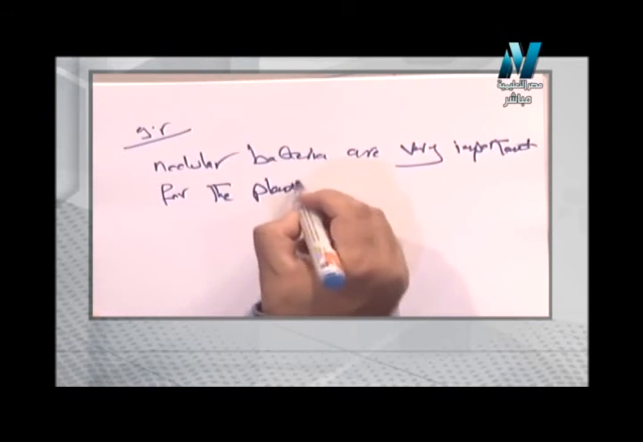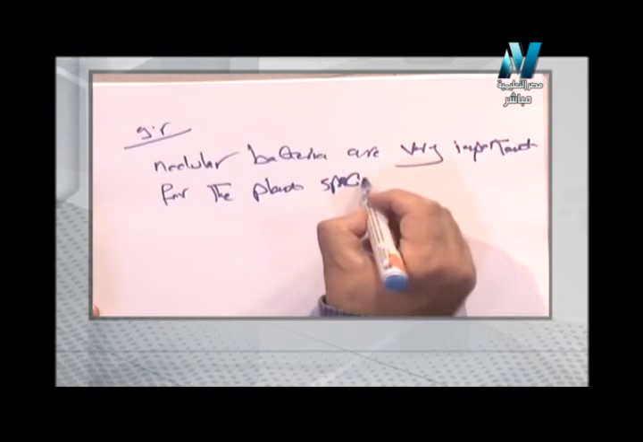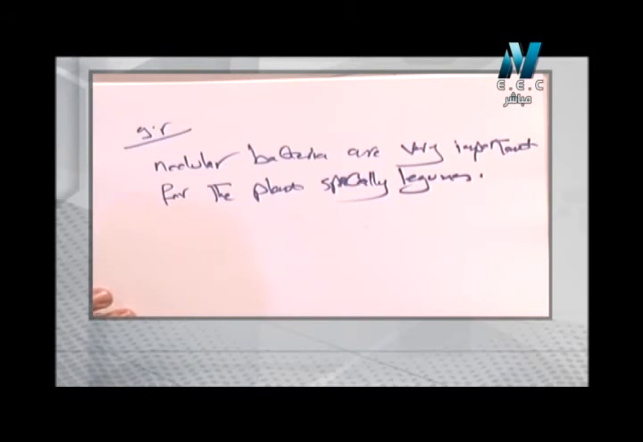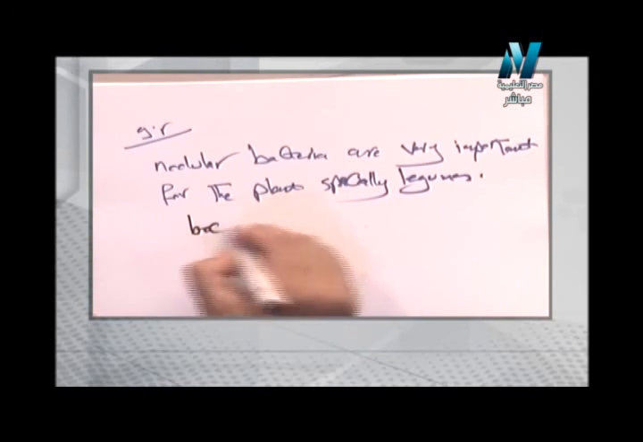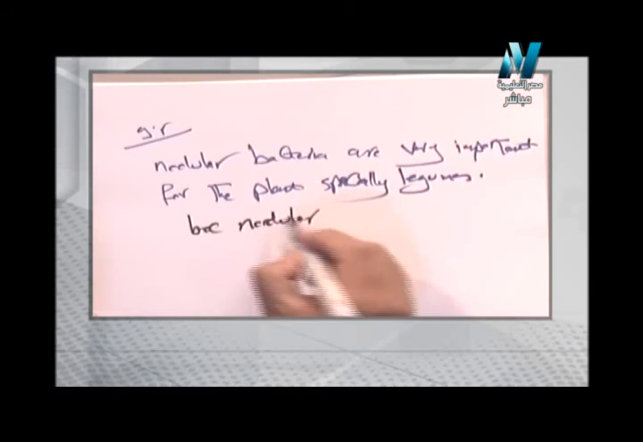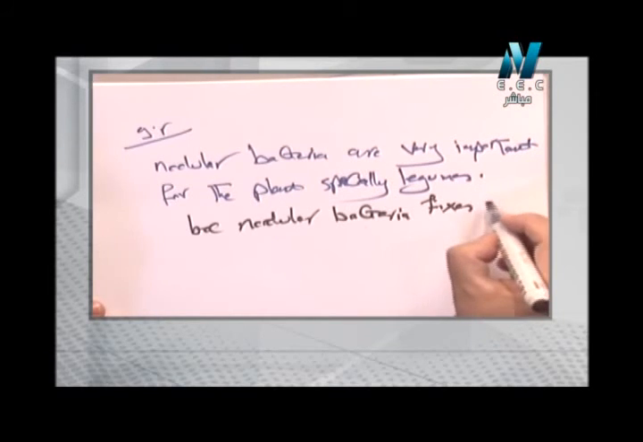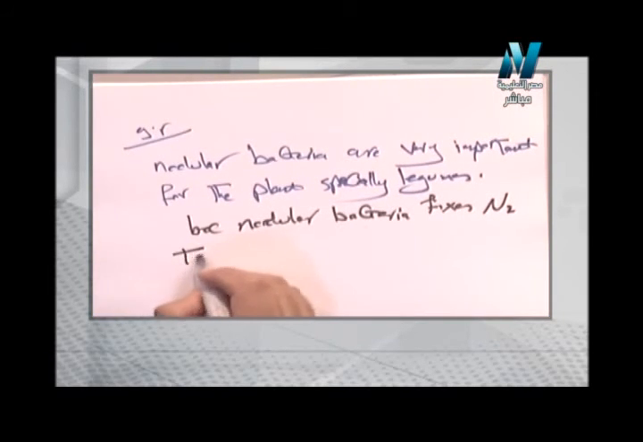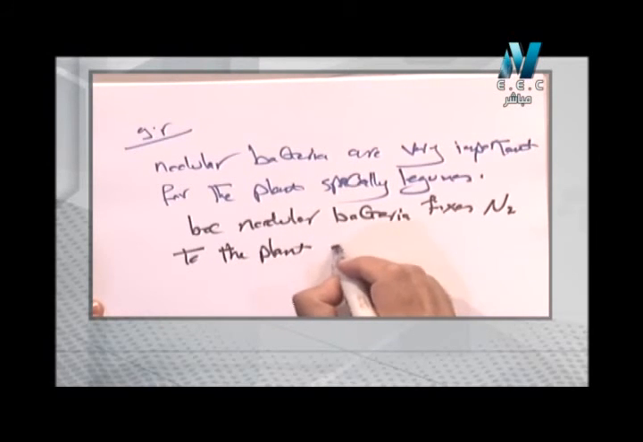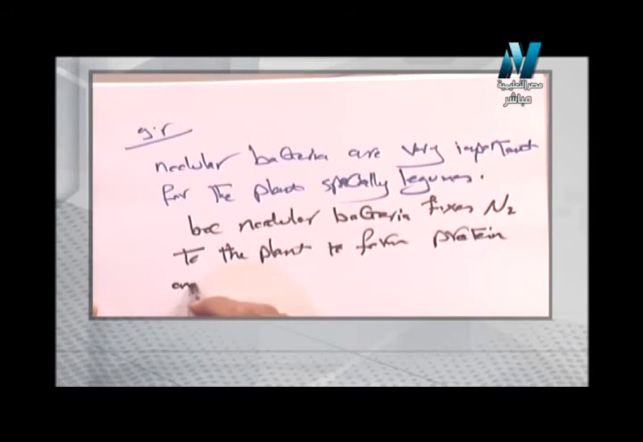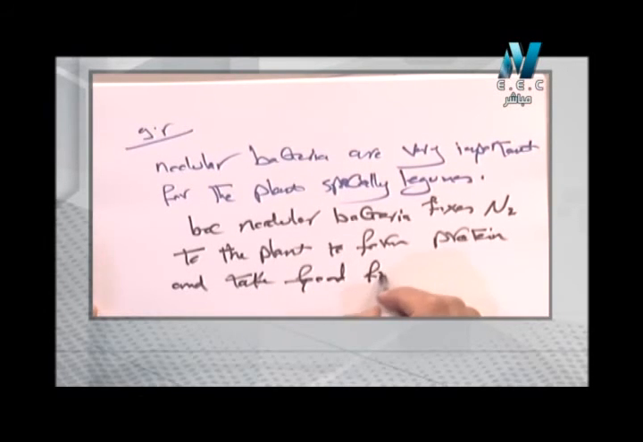Why is it very important for the plant, especially legumes? Because nodular bacteria fixes nitrogen gas, from the soil or from the air, and gives it to the plant to form protein, and it takes its own food from the plant.